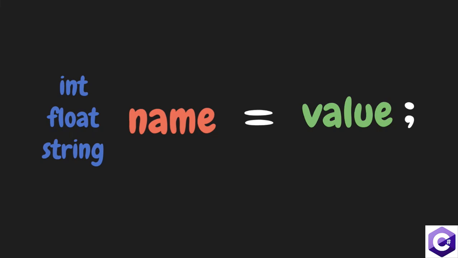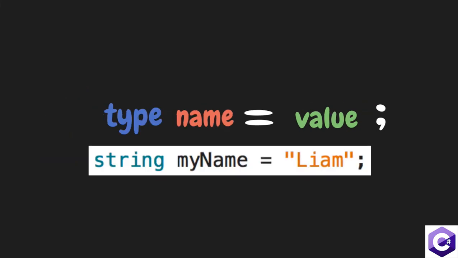Then we need to choose a name. So this can be really anything you want, as long as there are no spaces and that it does not start with a number. The convention is to start the variable name with a lowercase letter, and then if you want multiple words, to make the first letters capitalized. Once we've got the type and name of the variable, we can add an equal sign and then choose the value we want. Finally, add a semicolon at the end of the line. So in this case, I've got a string variable called myName that is equal to the string Liam.